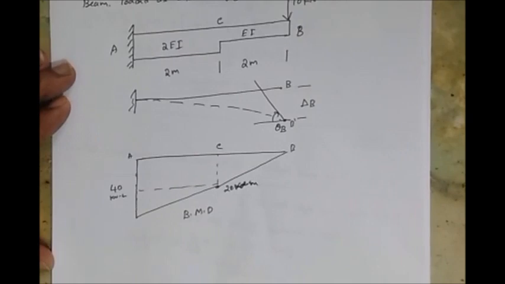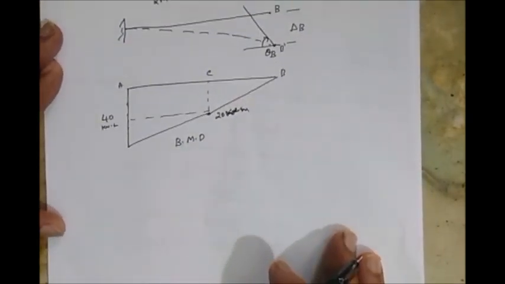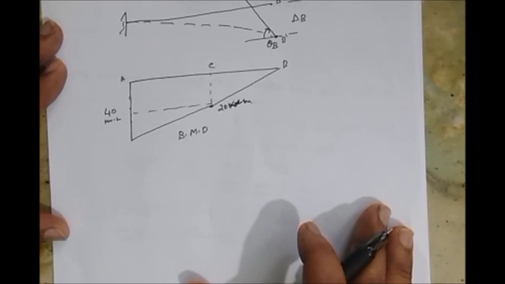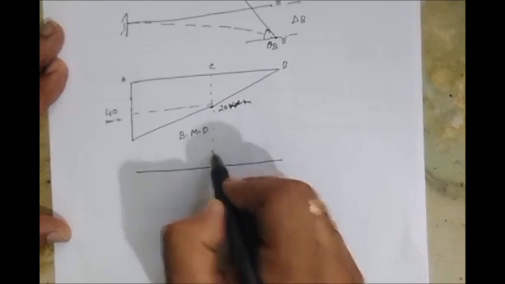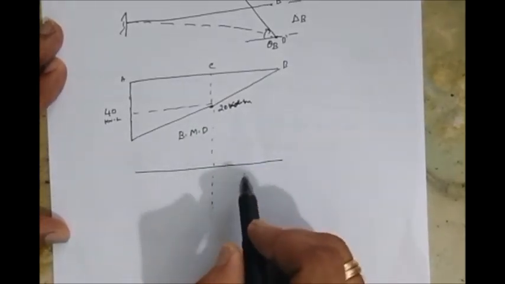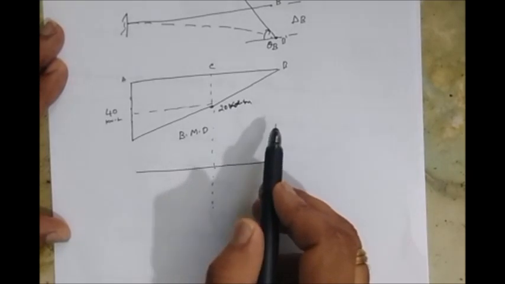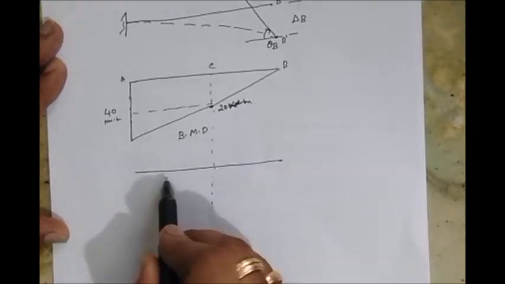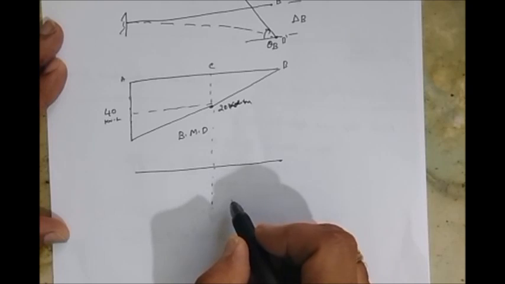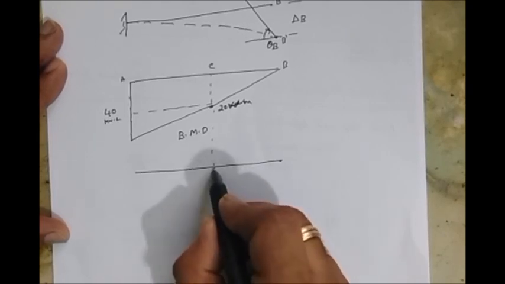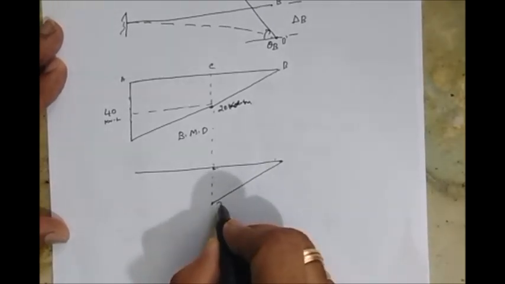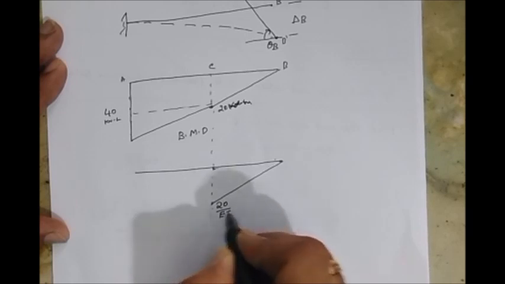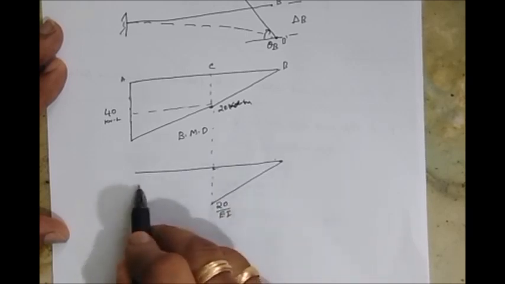Now as the EI value is changing, let's draw the M over EI diagram. We will be using the second method. What's the value of EI for the region CB? It's EI, whereas the value of EI for the region AC is 2EI. So we need to draw M by EI. The bending moment at C for the region CB is 20, so it is 20 by EI. There is no change here. But for the region CA, it is 2EI.